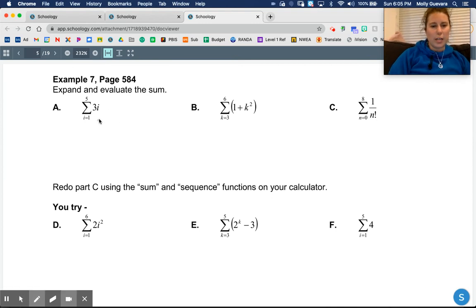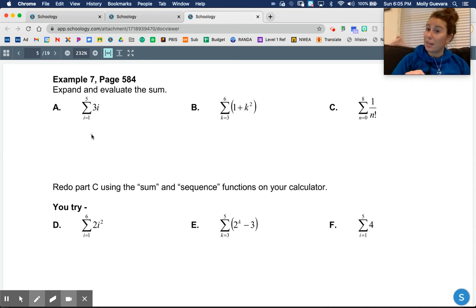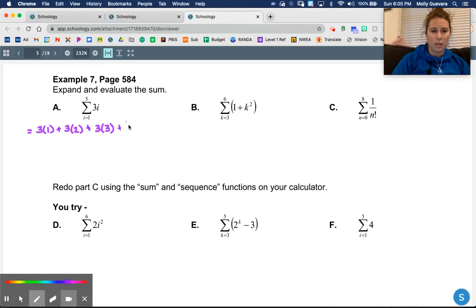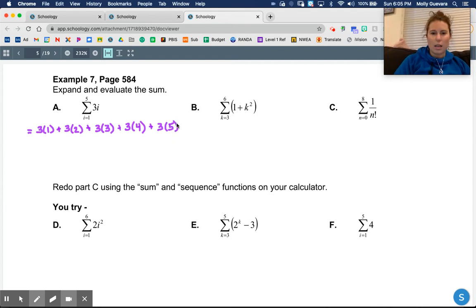Okay, so the first one here, this is saying I want starting with i at 1 and going to i is 5, what's the sum? Okay, so there's a couple ways that we can do this. The first way is that we can take my first term, which is 3 times 1, and I'm going to add it to my second term, which is 3 times 2. And then my third term is 3 times 3. And then my fourth term is 3 times 4. And then my fifth term is 3 times 5, right? And I can add them all up and I get 45.